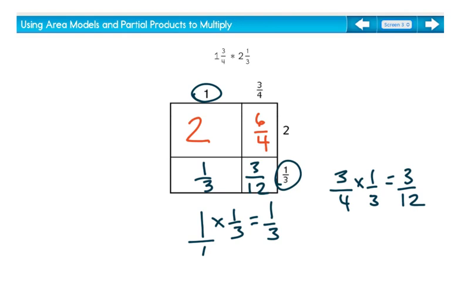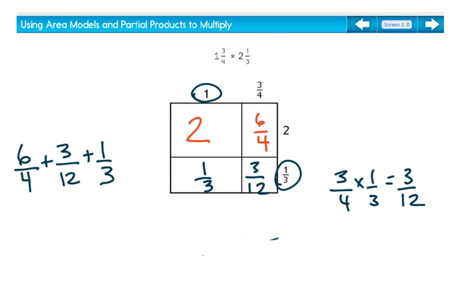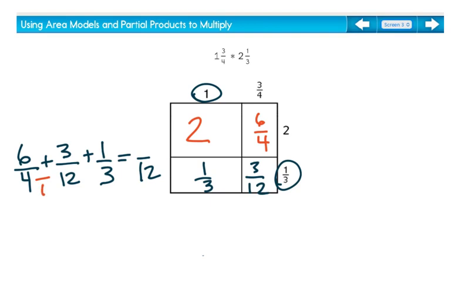Now I know that I just practiced adding 3 fractions in my warm-up. I'm going to take these 3 fractions and say, what can I change the denominator to so I can add them all up? I can change each one to 12ths. So let's change this to 12ths. 4 times 3 is 12, so 6 times 3 is 18. 3/12, I don't have to change. 1/3, change it to 12ths. Multiply the bottom by 4, multiply the top by 4, 4/12.